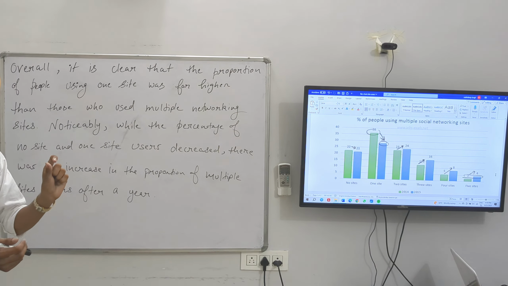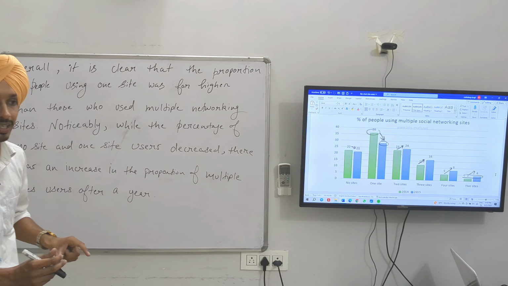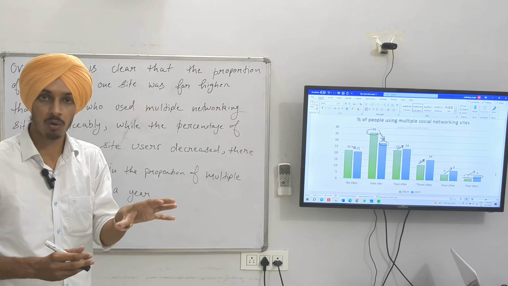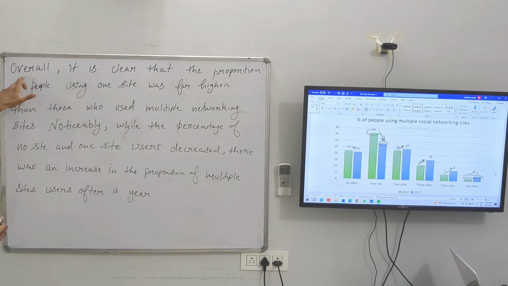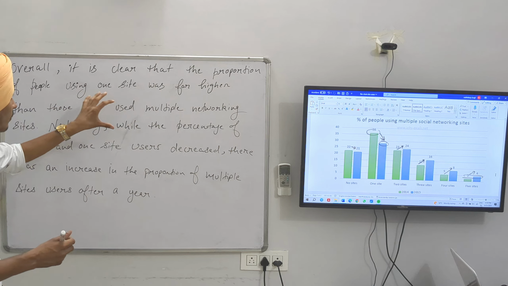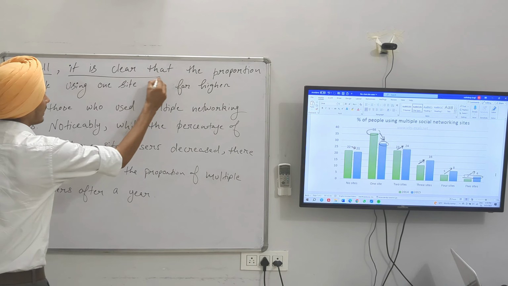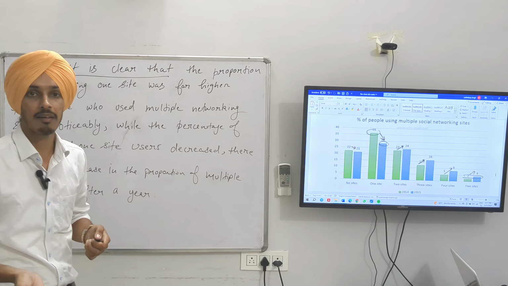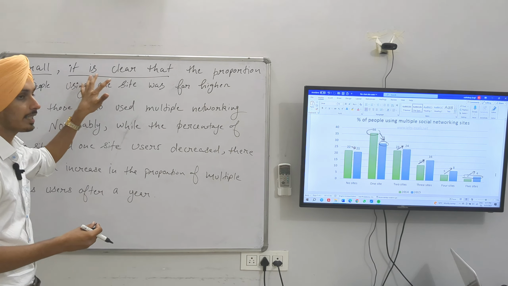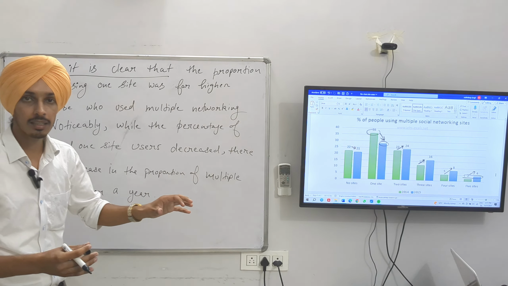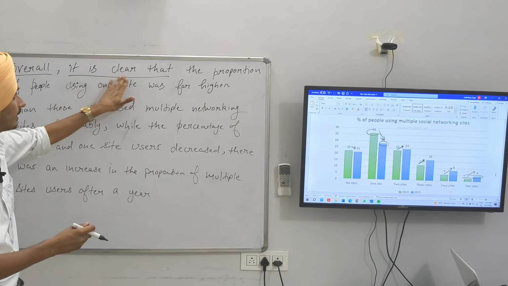You remember that when we write an overview, we must start it by using the word overall to make the examiner understand that we are writing an overview, we are not writing body paragraph 1 and body paragraph 2. So I have used that word overall. Then we can use a phrase like: it is clear that. Overall, it is clear that means it is obvious to see, it is evident that. You can also use it is evident that, it is clear that, it can be clearly seen that. But I think that you should write something that is very simple to understand. So I have written it is clear that.